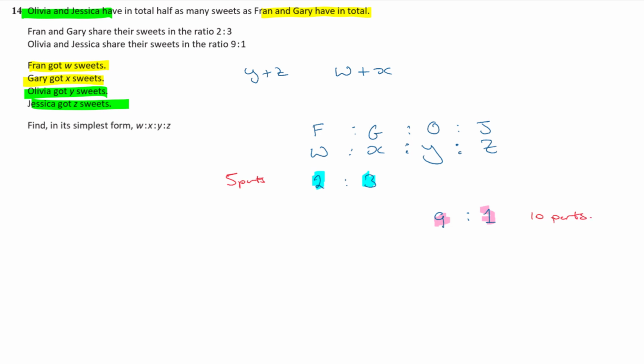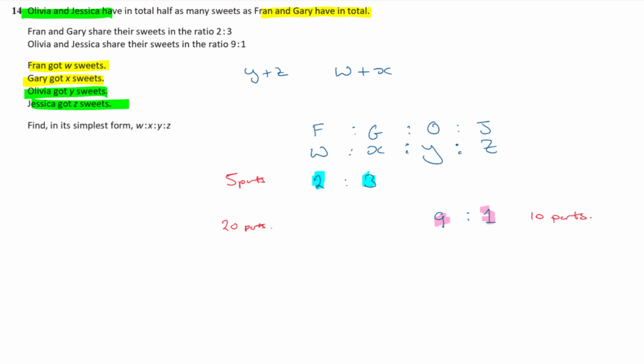Now we're told that Olivia and Jessica have half as many sweets as Fran and Gary. So these 10 parts actually should be half as many as the ones that Fran and Gary have. So if they've got 10 parts altogether, then really Fran and Gary must have 20 parts, mustn't they? They must have twice as many. They should have 20 parts altogether because they've got twice as many as Olivia and Jessica.